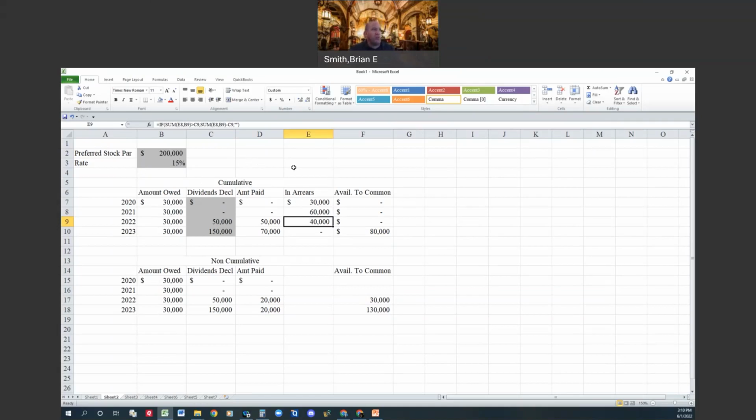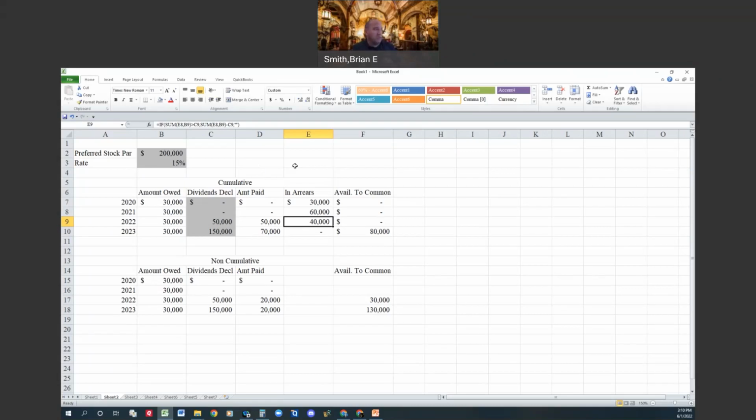So remember, cumulative stock has dividends in arrears if a dividend hadn't been declared. Preferred stock gets a rate of dividends every year, period. And if it's cumulative, then if no dividends were declared that year, they're owed it from past years that they didn't get. If it's non-cumulative, it just sucks to be them. They'll get it if a dividend was declared.